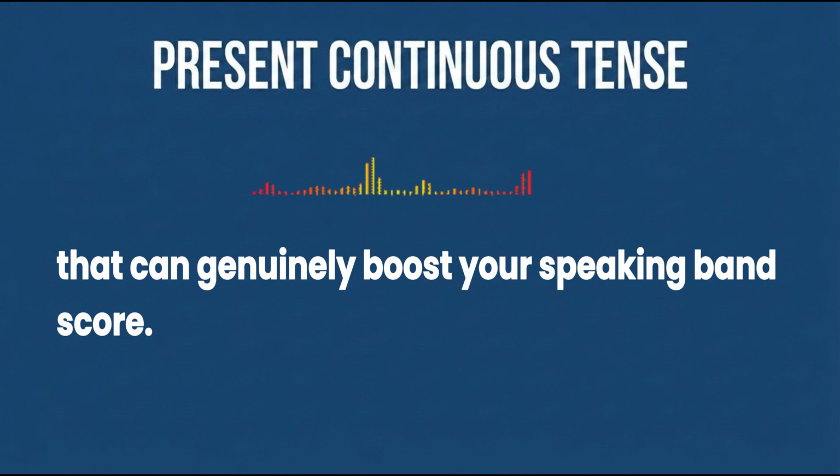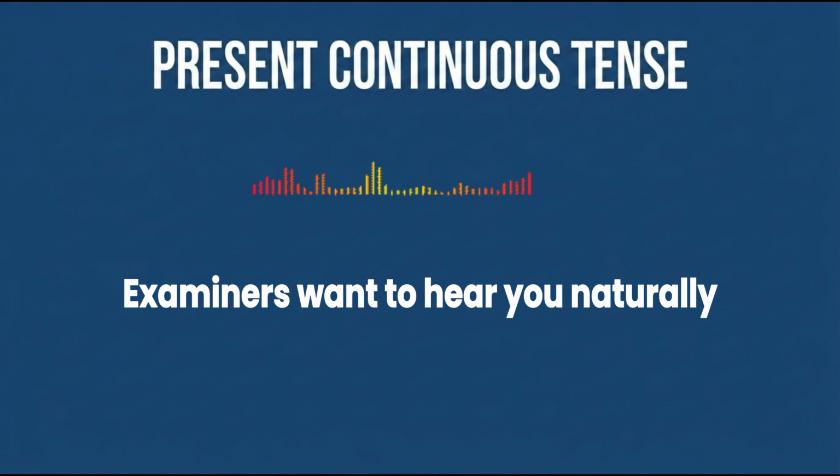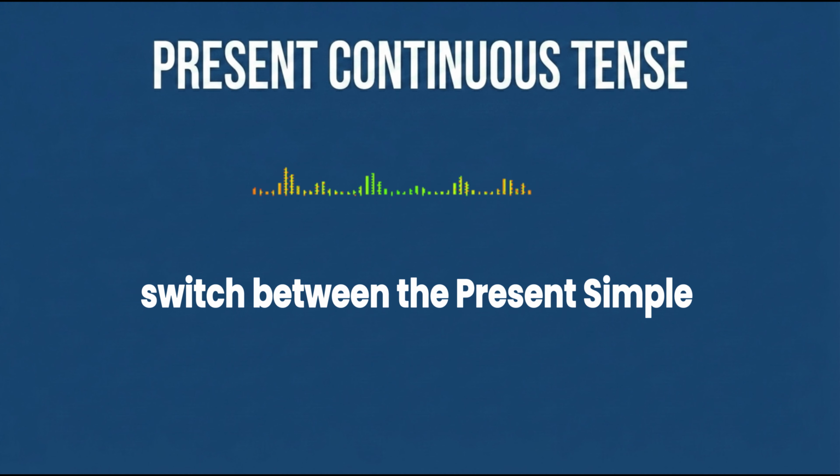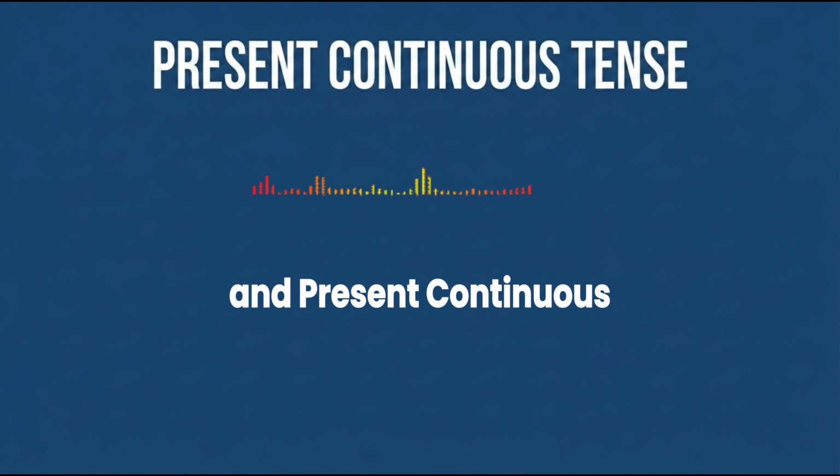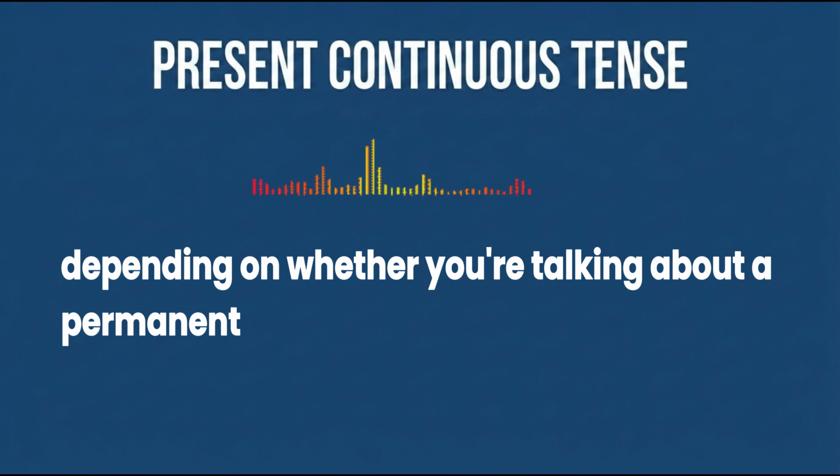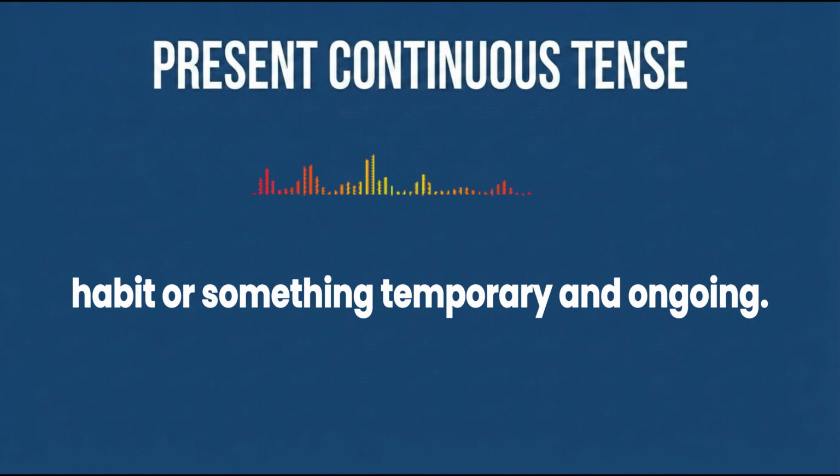Here's a tip that can genuinely boost your speaking band score. Examiners want to hear you naturally switch between the present simple and present continuous, depending on whether you're talking about a permanent habit or something temporary and ongoing.